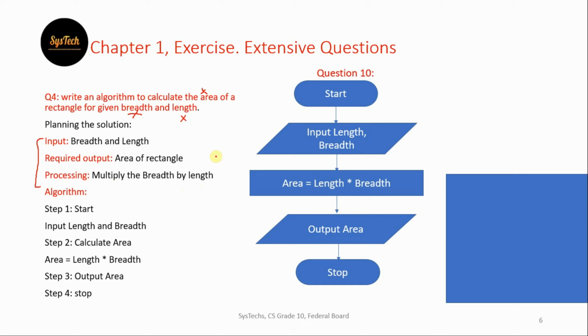What is the algorithm? Start. Input length and breadth. And area is equal to length multiplied by breadth. Simple rectangle here. Area is equal to, these are variables. Length is a variable, breadth is a variable, and area is a new variable. Length is coming here, multiplied by breadth, it is coming here, and output area comes here. And finally, stop the program.